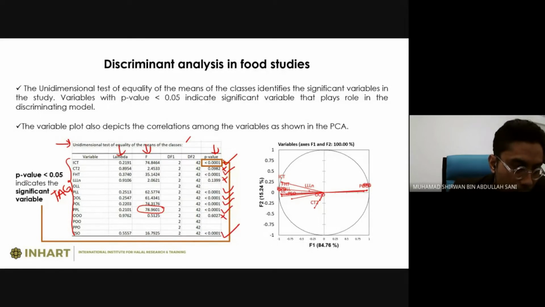So out of these variables or TAGs, 3 of them are not significant. So that will indicate in the future, if you want to discriminate or authenticate your samples in the fish feed, you don't have to analyze CT2, you don't have to analyze OOO, you don't have to analyze LLN, which means you can save more time of analysis, and you can save more money on purchasing chemicals and standards.